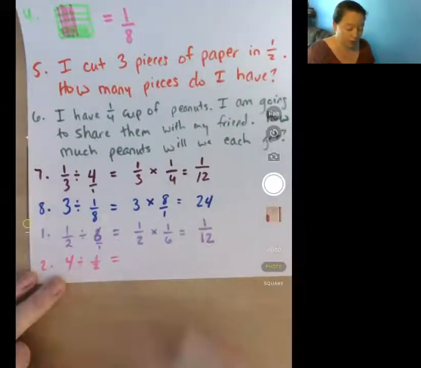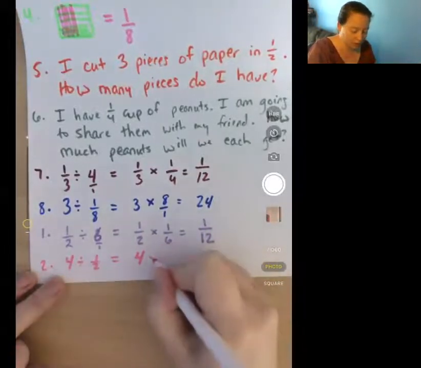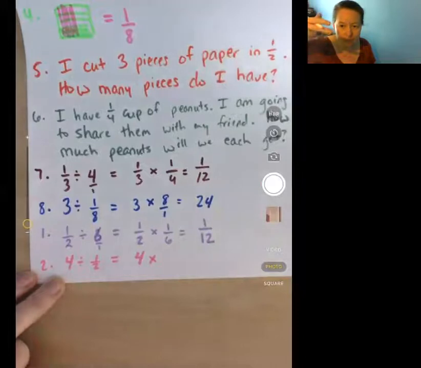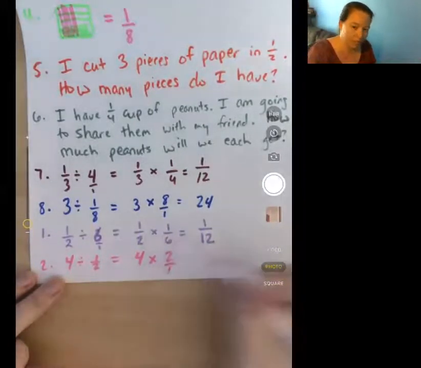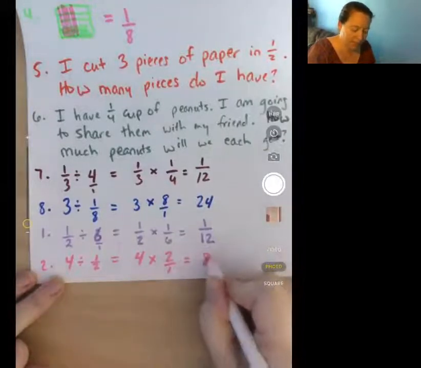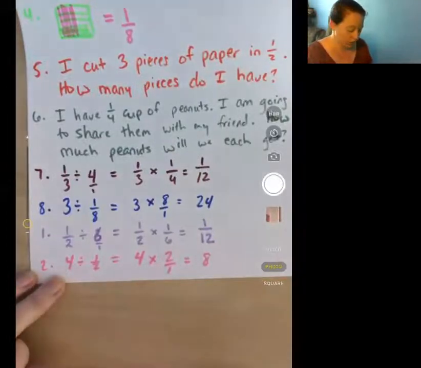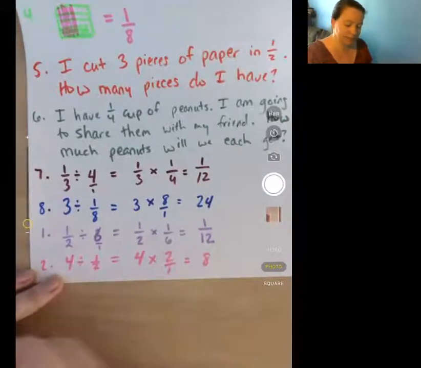Again, first number stays the same. Division sign becomes multiplication. Second number flips. So the 2 goes on top, the 1 goes on the bottom. 4 times 2 is 8. The imaginary 1 times the 1, 1 times 1 is 1. We don't need it. So there we are at 8.